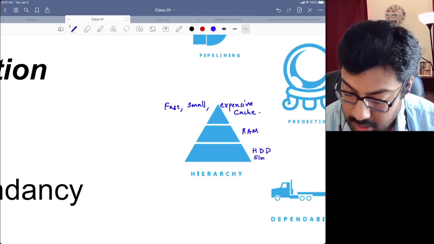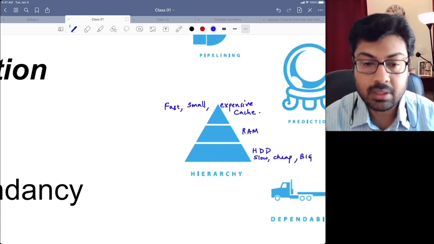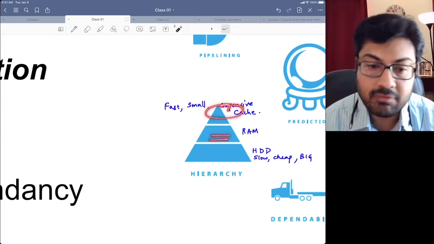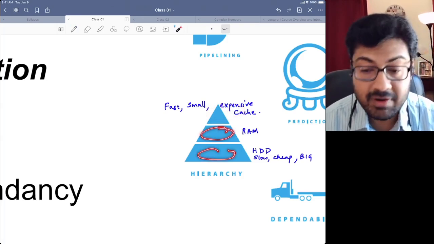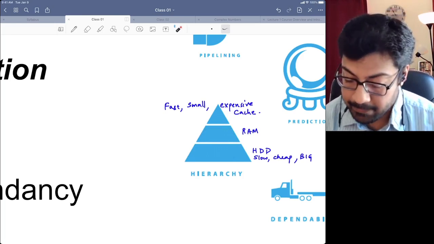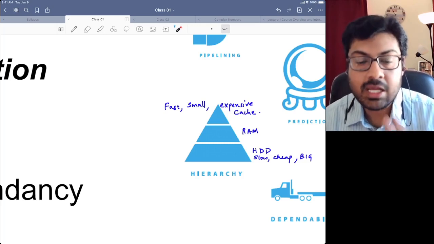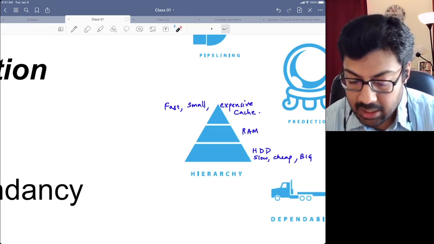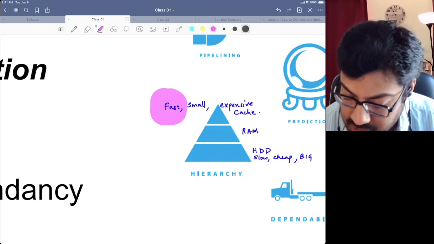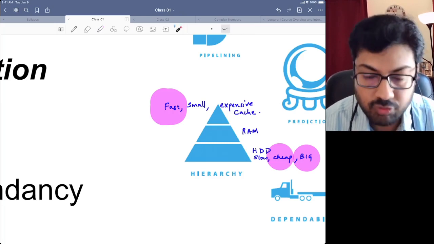So slow, cheap, big memory over here, all the way at the bottom. So if you don't find things in the cache, look in the RAM. If you don't find things in the RAM, look in the hard disk. If you don't find things on the hard disk, maybe you look into a server that is connected on a network to your computer. But by doing this hierarchy, what you are doing is really giving an illusion to the user that you are actually using a fast memory, which is cheap and big. So that's sort of the illusion that you're giving to the user.